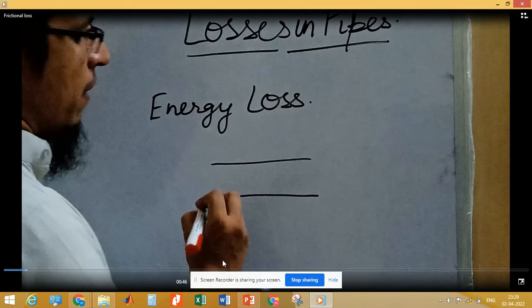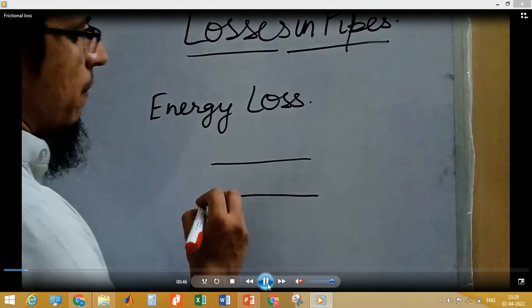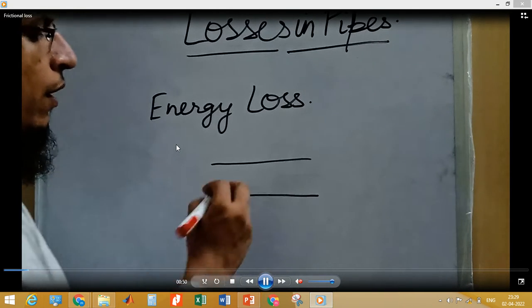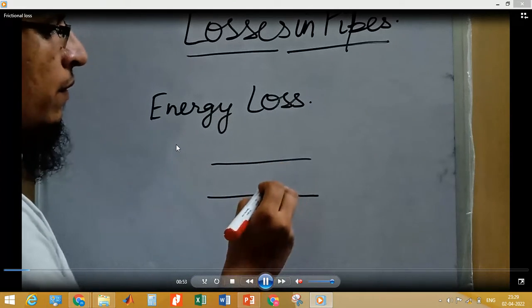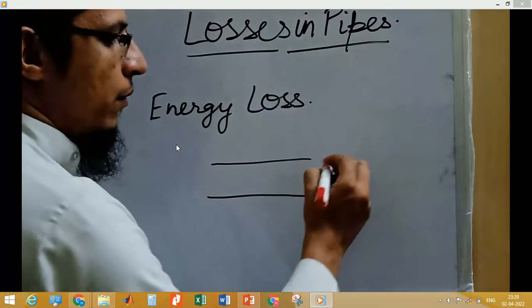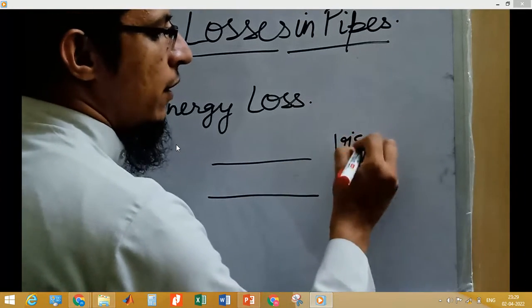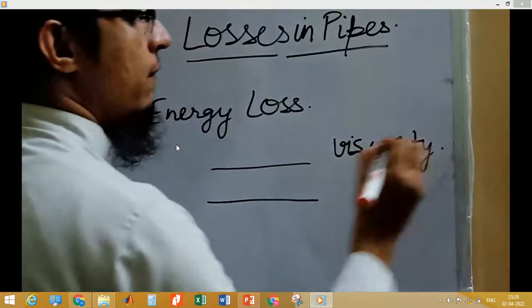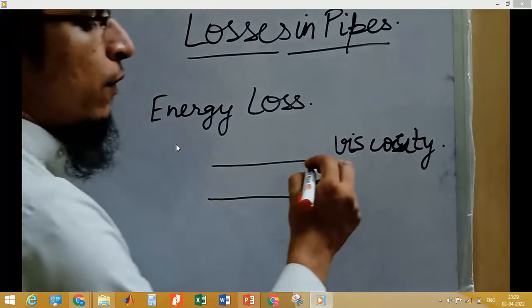In this video, we will be discussing the losses in pipe. That is, if we have a pipe and the fluid is flowing through this pipe, then there will be energy loss, and that energy loss will be in terms of resistance that opposes the movement of fluid through this pipe.